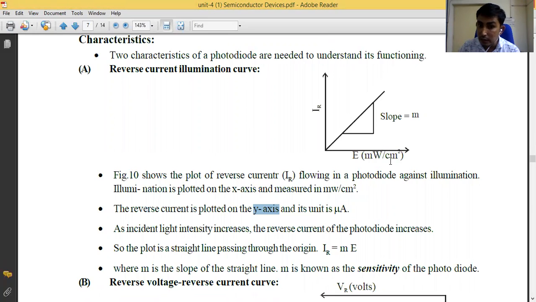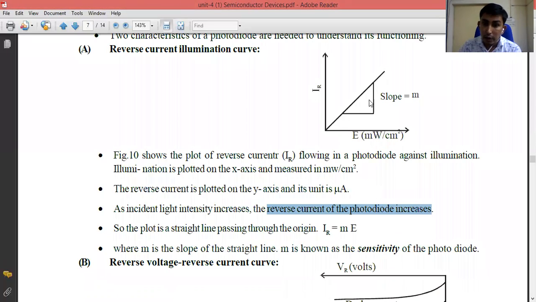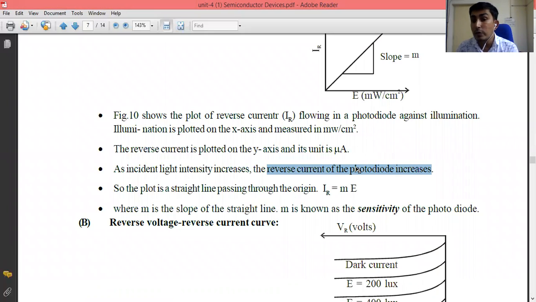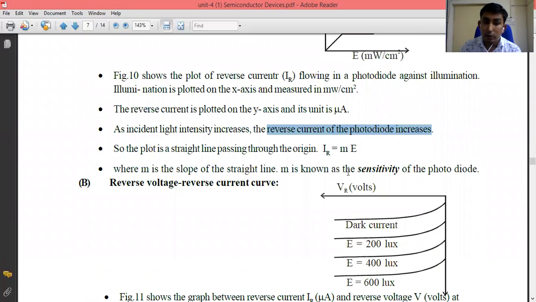As shown in the graph, as the intensity of the light increases, the free carriers increase. Because of the free carriers, the reverse current of the photodiode also increases. If you find the slope of this, then the slope m is equal to IR upon E, and that m indicates the sensitivity of the photodiode.